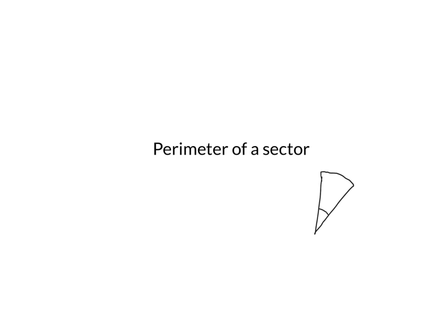Now, a sector will have a few measurements. It will have an angle size, so I've just written theta there, and it will also have a measurement for the radius. So the radius is just the measurement from the center point of the circle to the outer edge. Now, sectors can look very different. You can have sectors that are almost a full circle, so the angle will be very large, or you can have sectors that are really tiny. But the thing to remember is a sector is part of a circle.